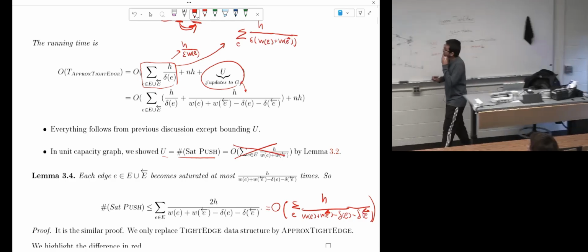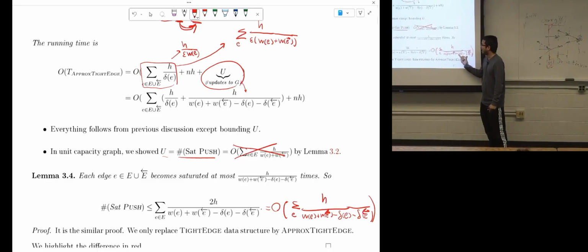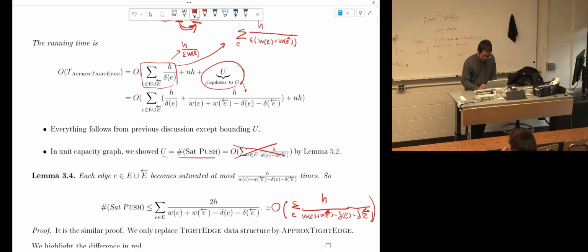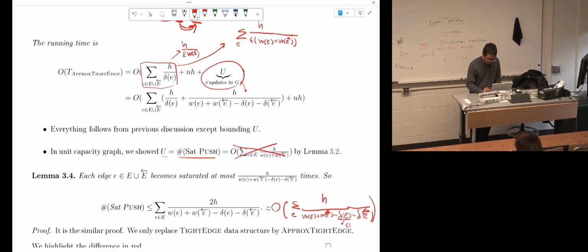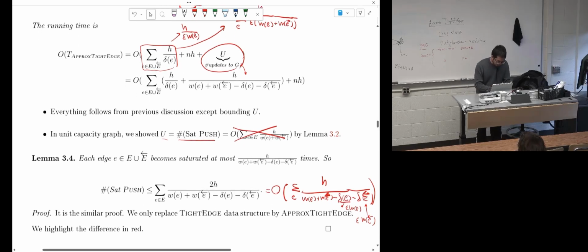Okay. And the way that you should think of slack is just maybe like epsilon W. You should think this is just maybe epsilon W, and this is just epsilon W here. So this is kind of negligible. Good. And why is this true?